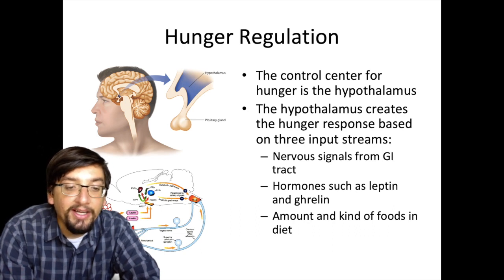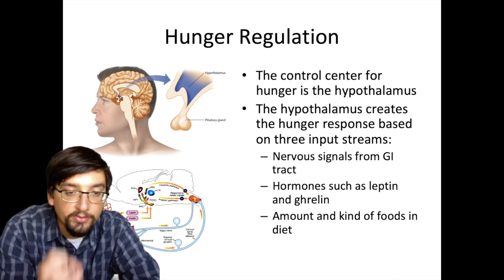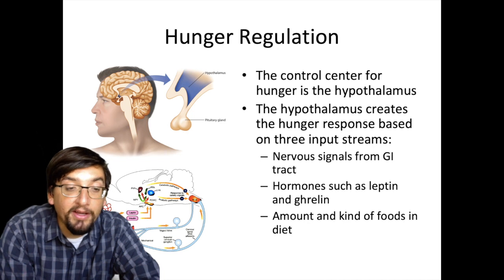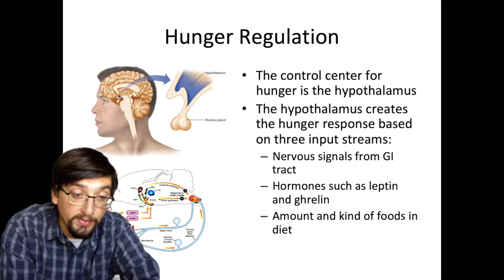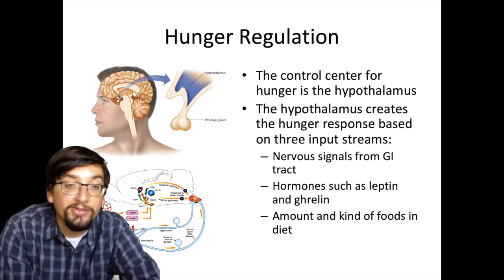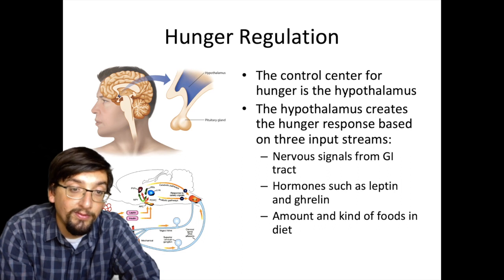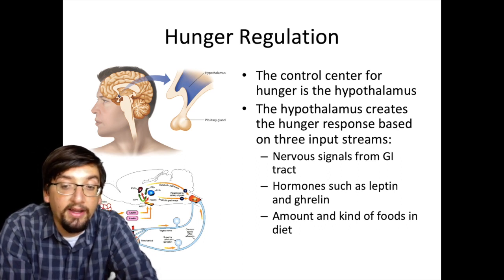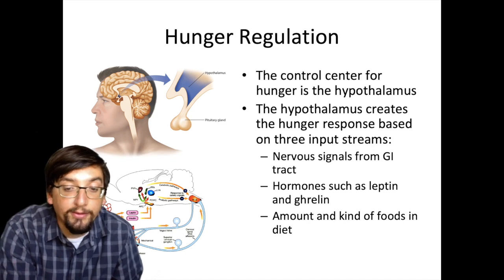Ghrelin binds to a receptor in the hypothalamus. Ghrelin is mimicked by another molecule called THC, tetrahydrocannabinol, which also binds to the same receptor. THC is, of course, the active ingredient in marijuana, which is why marijuana makes you hungry and makes food taste good: it simulates that action of ghrelin.